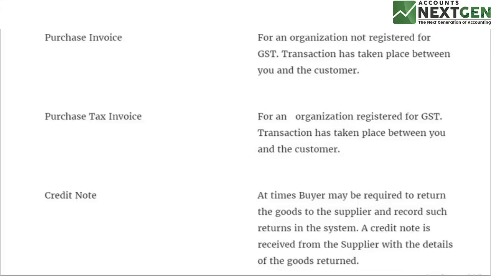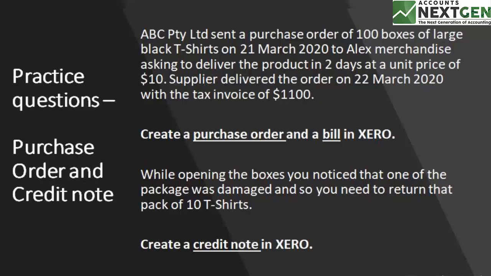All right. So I'm going to now start with Xero. I'm just going to take this particular question here. ABC Private Limited sent a purchase order of 100 boxes of large black T-shirts on 21st March 2022 to Alex Merchandise, asking to deliver the product in 2 days at a unit price of $10. So basically, what are my conditions here? That I need the product, 100 boxes of black T-shirts. I have specified the date, I've specified in 2 days, and the unit price I've specified is $10.